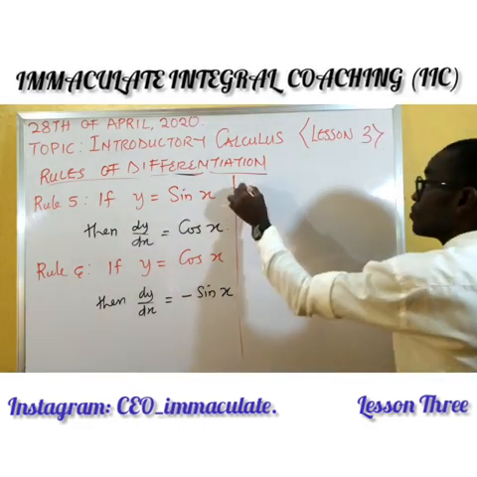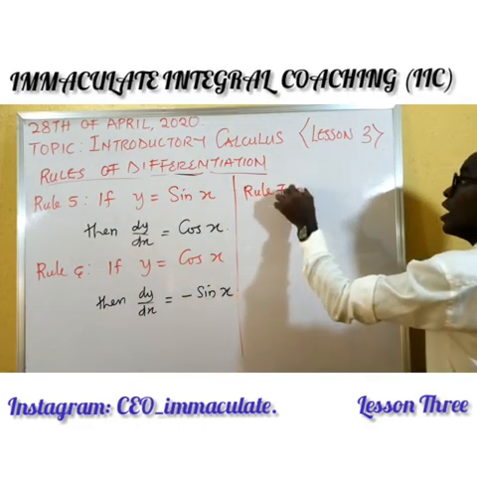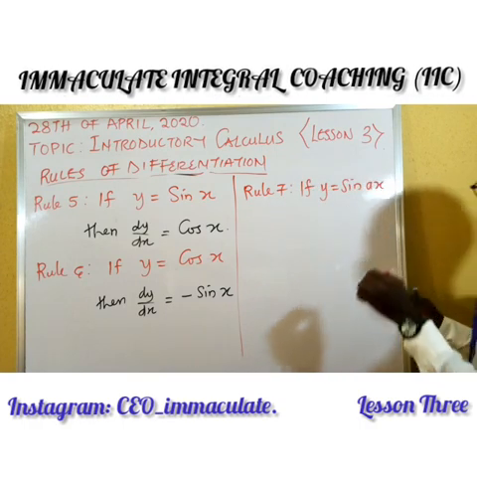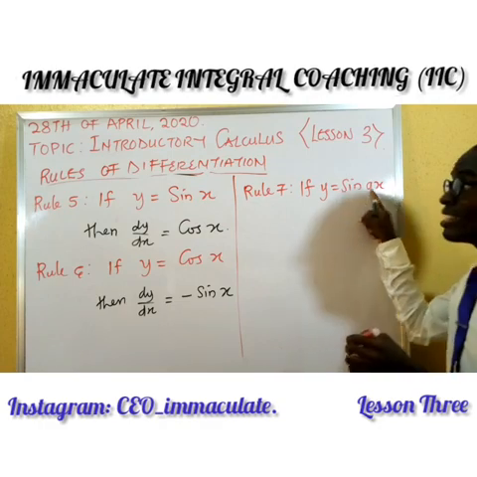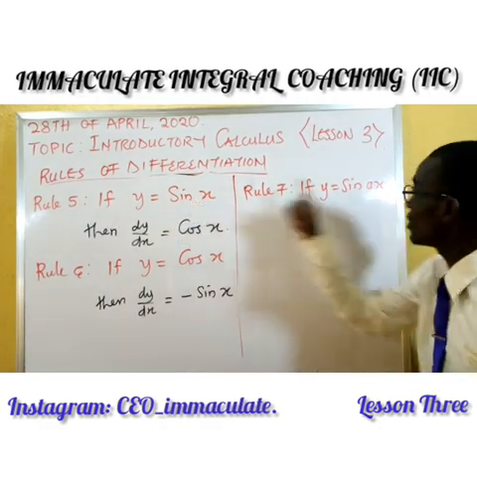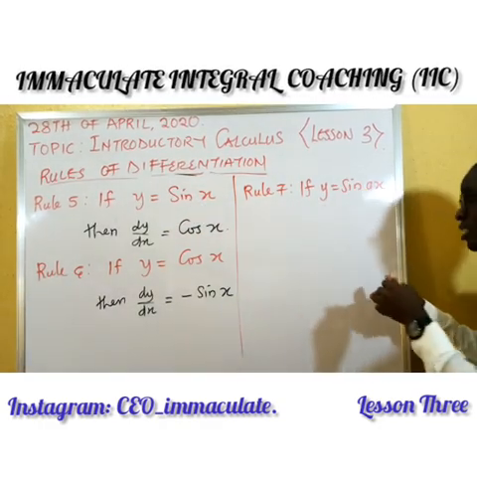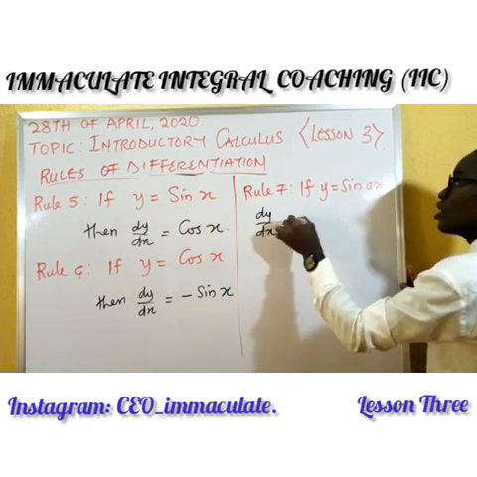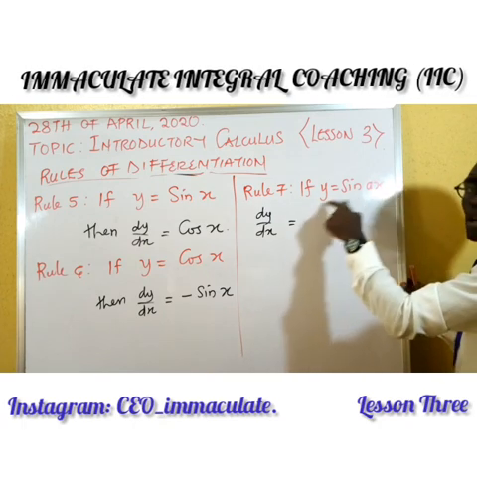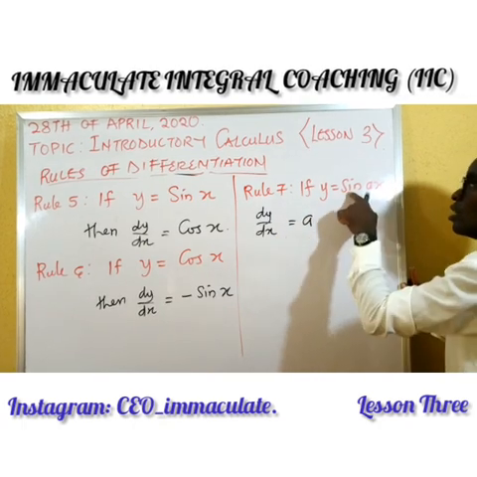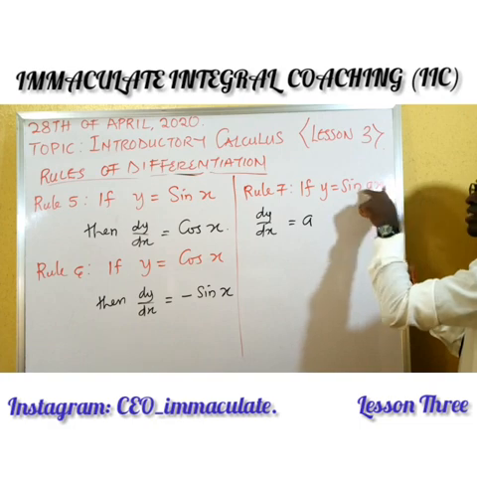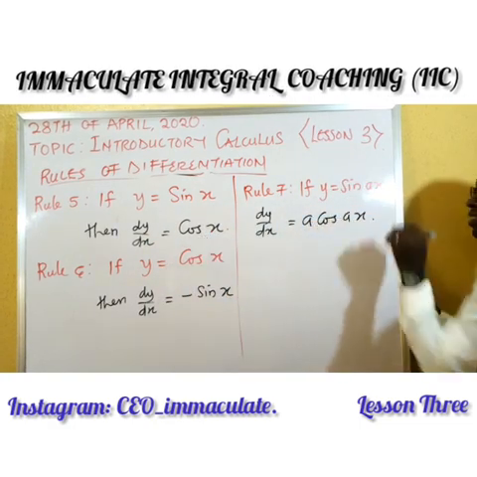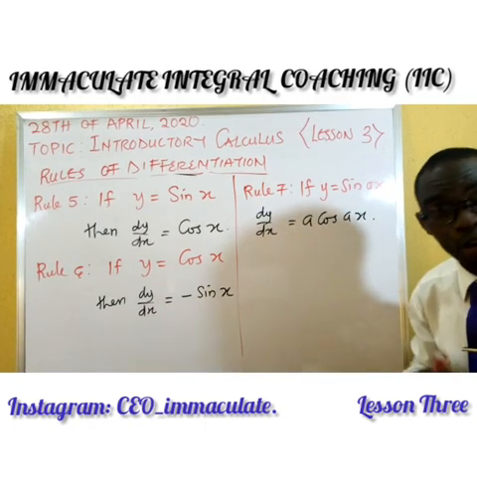Look at rule 7. If y equals sine ax, here there's a constant. That's very different from the previous rules. Using the general rule, dy/dx equals, the constant will come out, and the derivative of sine will give cos, so cos ax. I believe you are going with me.